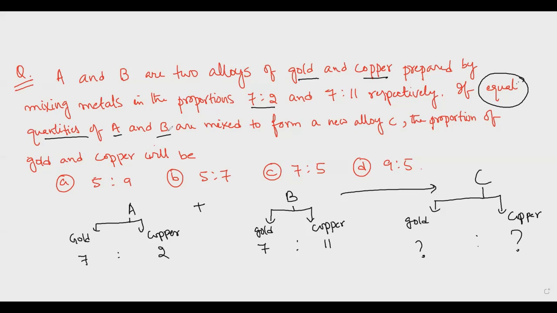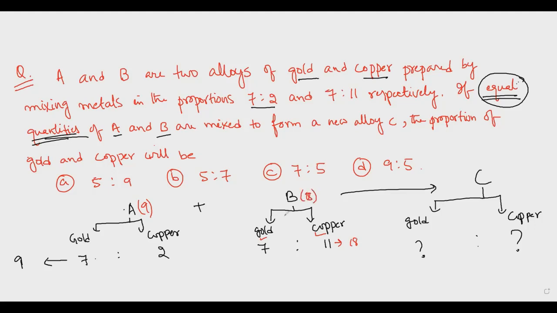Okay, so let's see here. We have equal quantities. In A we have an equal quantity, in B an equal quantity. In A the total is 7 plus 2, which is 9. Right? That is 9 for A. And B, how much do we have? B has gold 7 and copper 11. Right? So B's total is 7 plus 11, that is 18.